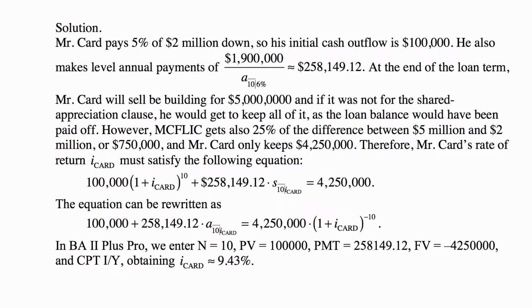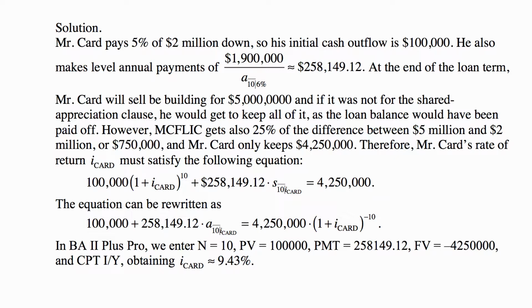That basically means that these payments at the end of the year for 10 years pay off the present value, which is 1,900,000. That's the present value of the loan because the building costs $2 million and he's paying down $100,000. At the end of the loan term, Mr. Card will sell the building for $5 million, and if it was not for the shared appreciation clause, he would get to keep all of it as the loan balance would have been paid off.